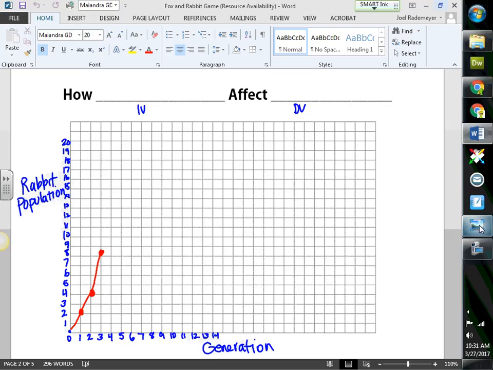When you're done with both the videos and the graph, I want you to have me check your graph, check your questions, talk to you a little bit about it, and earn a stamp before you go on to the foxes and start to make that graph. That one I want you to try on your own.